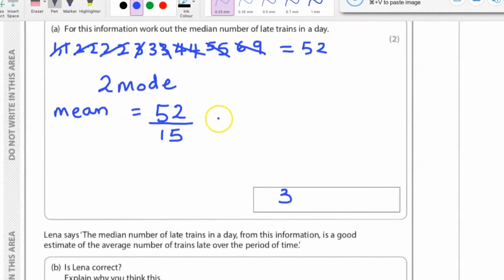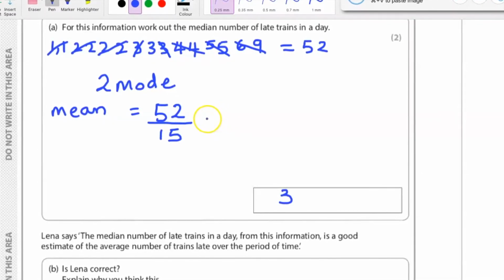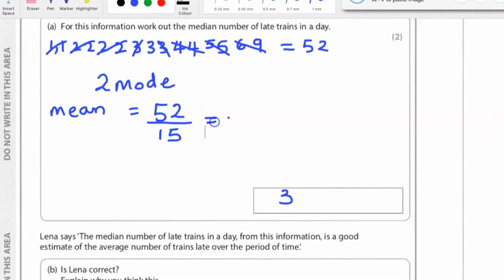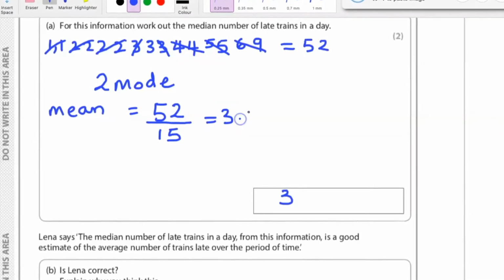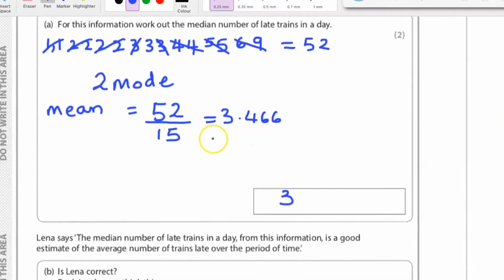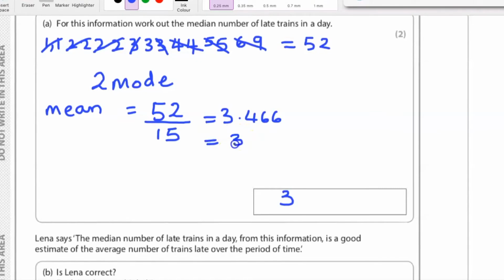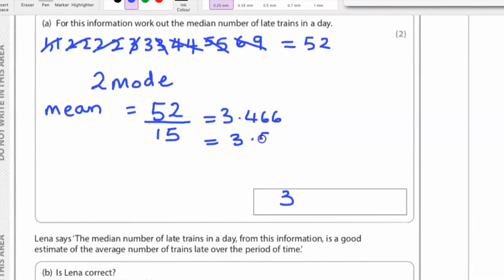If you put 52 divided by 15 in your calculator, you will get 3.466. To approximate, this is 3.5.